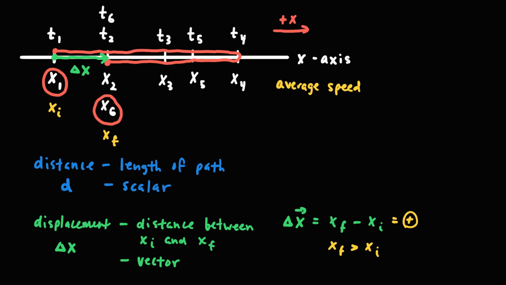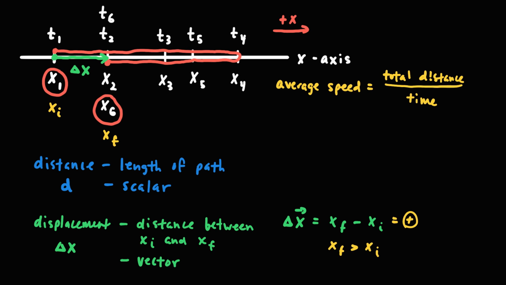And average speed is probably the quantity that we're most familiar with. In order to determine the average speed, we would take the total distance that was traveled, and we would divide by the amount of time that it took to travel that distance. And so if I knew the length of that red line, which would be the distance traveled by the object, and I knew the amount of time between t1 and t6, I could use those two pieces of information to calculate the average speed between those two times.